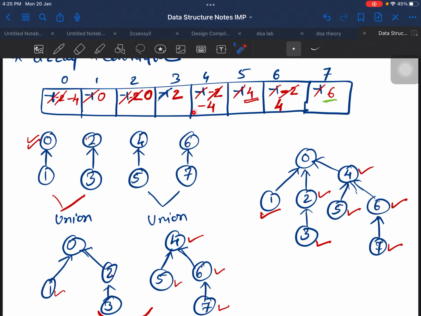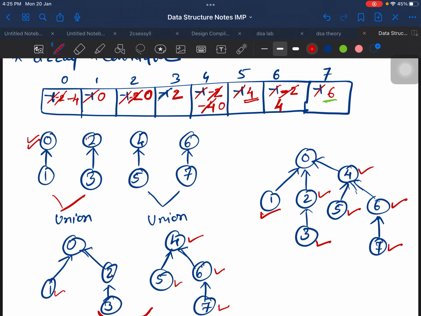And what we have here? Under 4 we have minus 4. Minus sign represents it's a root and 4 represents the number of nodes in the set. So guys, instead of writing minus 4 here, now we have a parent. So I will write here 0. Remove this minus 4. I will write 0 here.